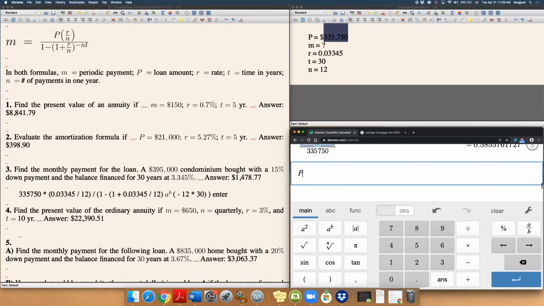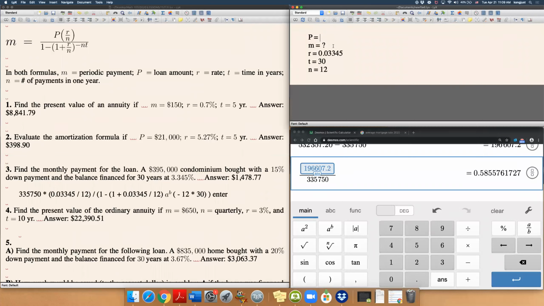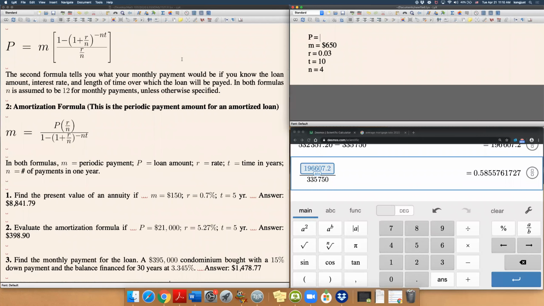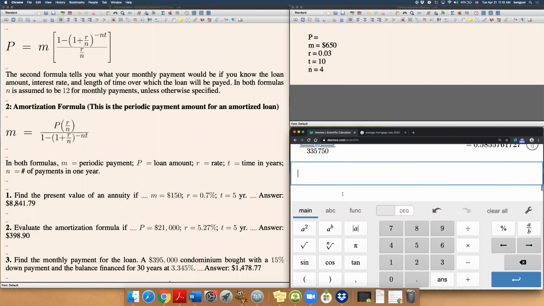Okay, so let's do this. We're using the P formula this time, right? Because we have the M. This is what I like to do. I like to start by writing what I have and what I'm missing, and that tells me which formula to use. I know the payment is $650, so I'm obviously not going to use the formula to solve for that. The rate is 3%, so 0.03. Time is 10 years, and N is quarterly, so quarterly means 4 this time. And then P is the one missing, so I'm going to use this formula for P. All right, let's plug it in. It's going to be 650 times 1 minus parentheses 1 plus 0.03 divided by 4.